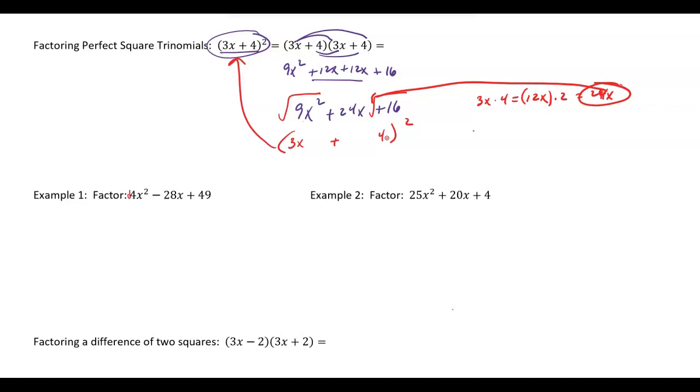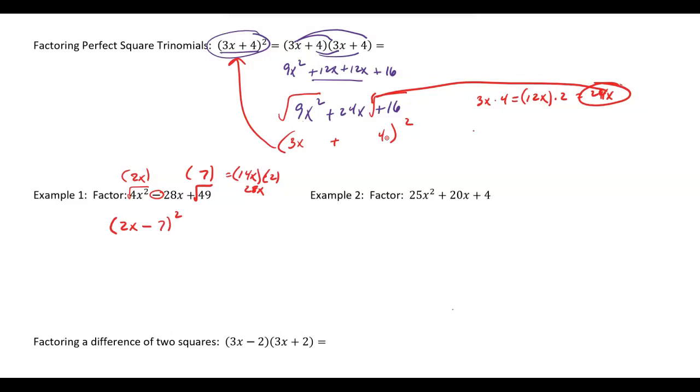However, if I know I can take the square root of this evenly and get 2x, the square root of 4 is 2, square root of x squared is x. If I take the square root of this, I get 7. If I multiply these together, I get 14x, and if I double that, I get 28x. Does that give me the middle term? Yes. So I know this is going to factor out to be 2x. Since this middle term is negative, I'm going to put minus. And then the square root of 49 is 7, all squared.